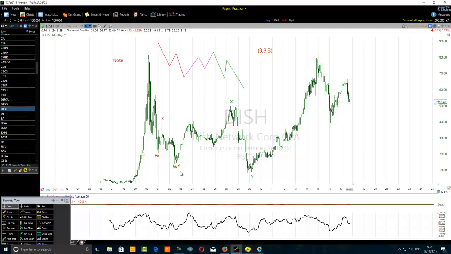Let me say again. The WXY is a double three pattern, which means when we are saying double three, we are saying two corrective waves. That's why we say 3 represents correction. Two corrective waves connected by the X wave.